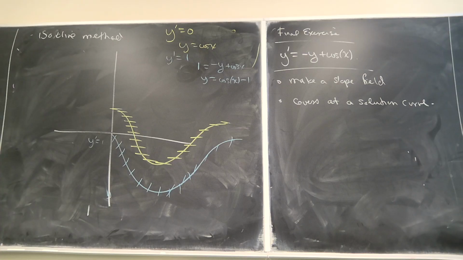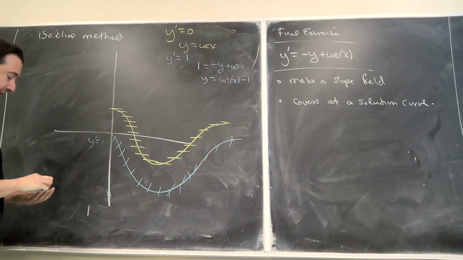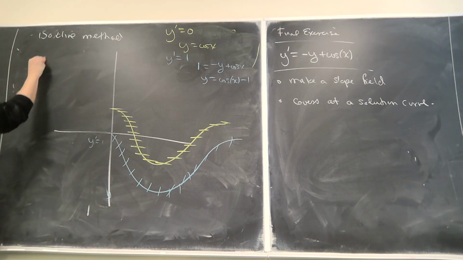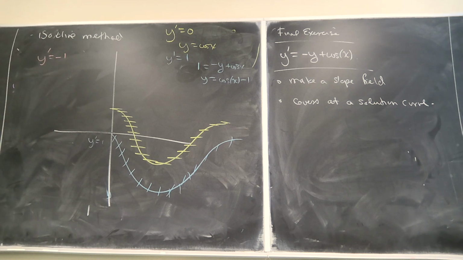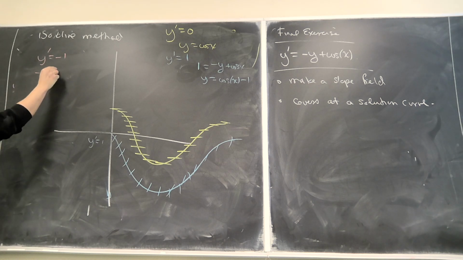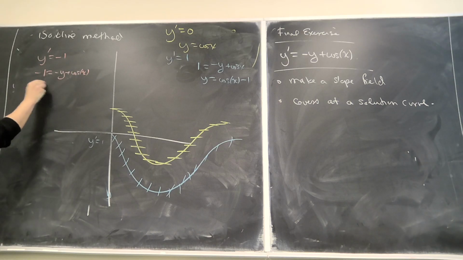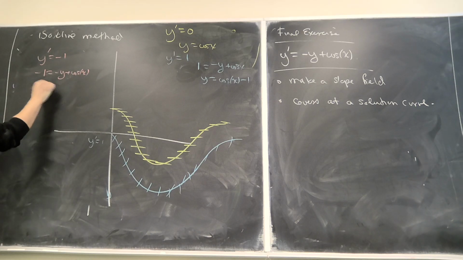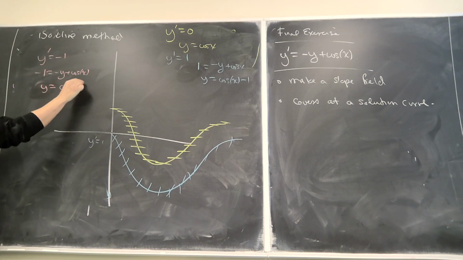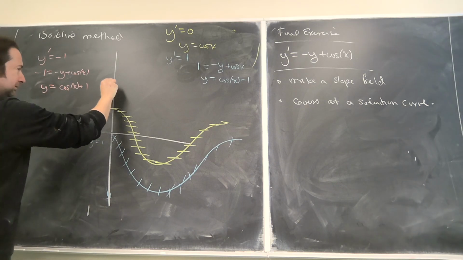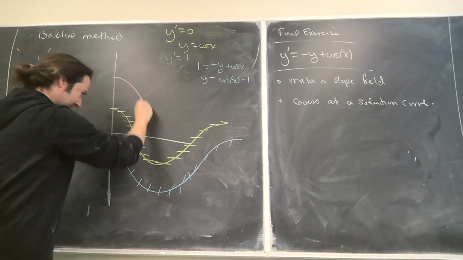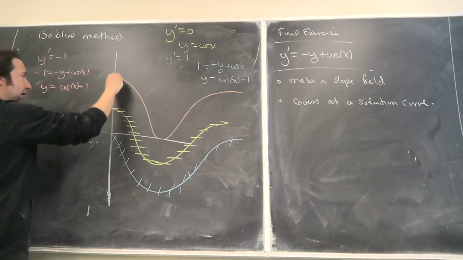And how about if I have slope negative 1? Minus 1 is equal to minus y plus the cosine of x, which gets us y is equal to, no, yeah, y is cosine of x plus 1. Okay. And we're at negative 1 on that curve.